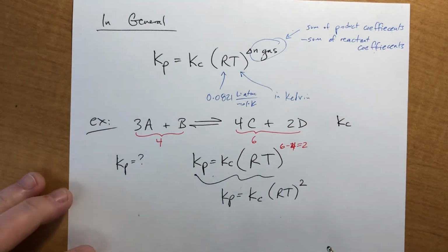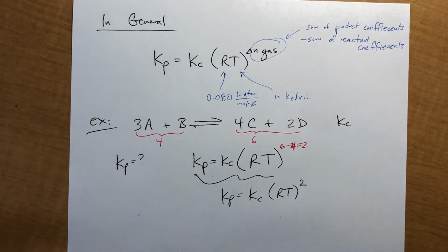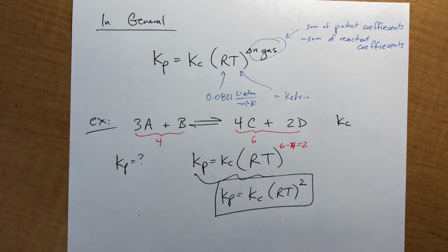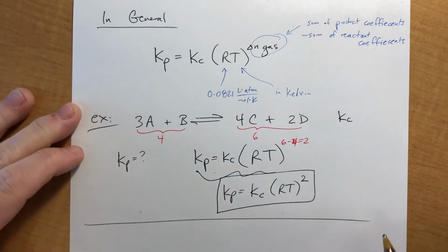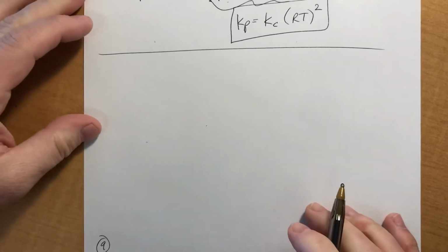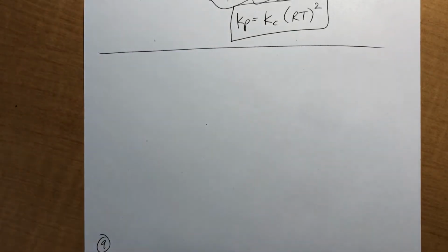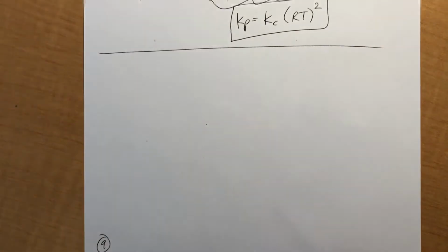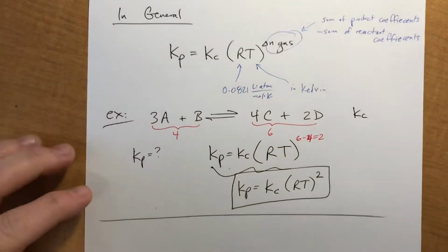So what this comes out to is that Kp is equal to Kc times RT squared for this particular reaction, which is why I said on the previous example that it depends on the balanced equation. You can't just assume that this works out that way. So let's try this example without going through all this legwork, just to see that this equation works.